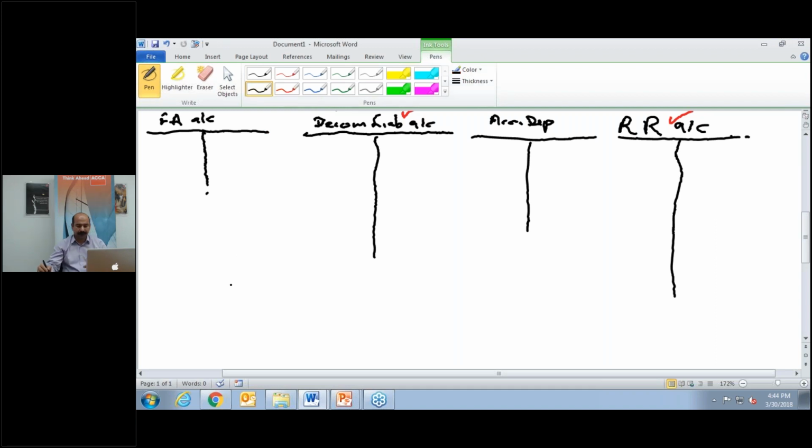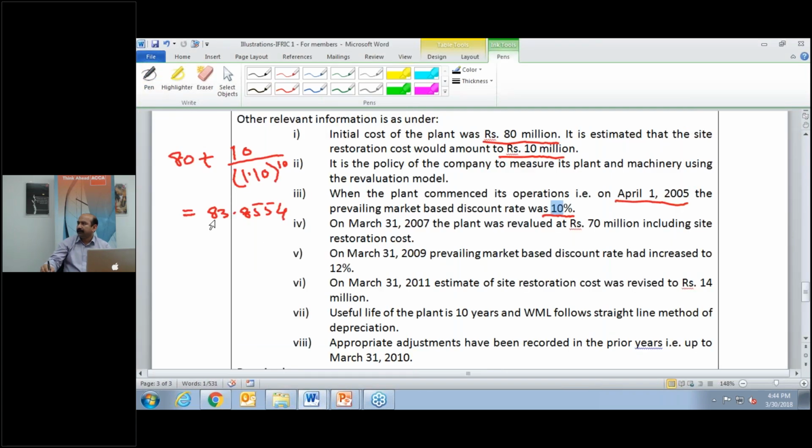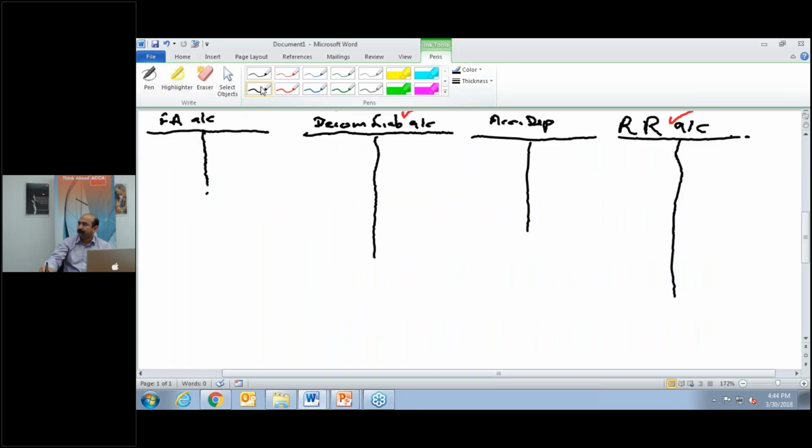See, if we go back to our question, like as we have seen here, this is the amount which should be recognized initially on 1st April 2005. On 1st April 2005, 83.8554.